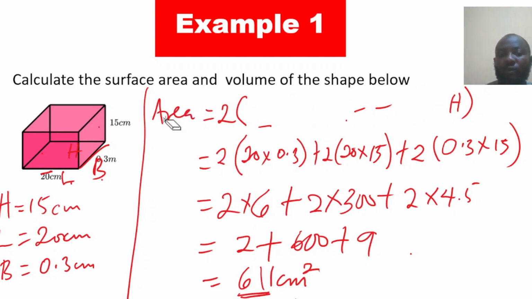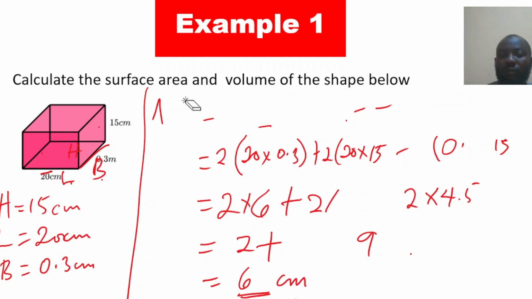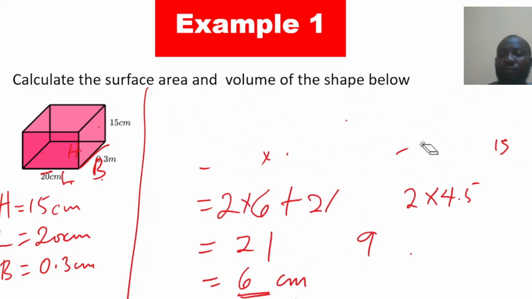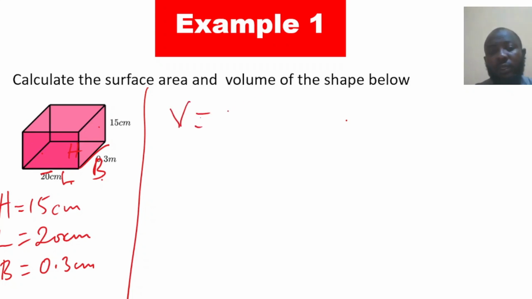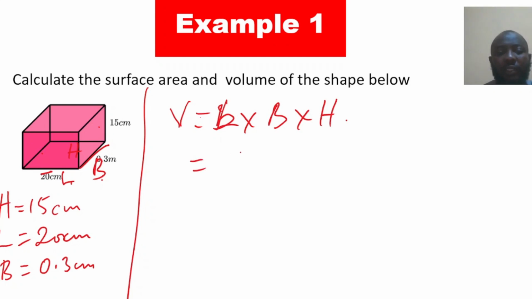For the volume, so that one is very straightforward. For the volume now, volume of cuboid here is equal to length times breadth times height. All right. So what is the length? 20 times 0.3 times 15.